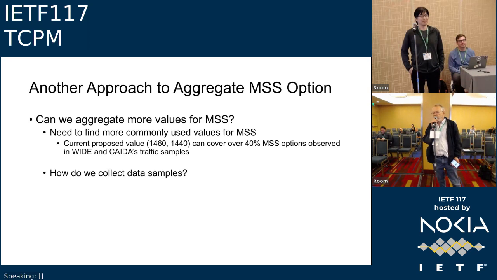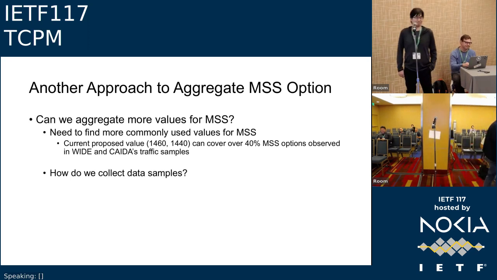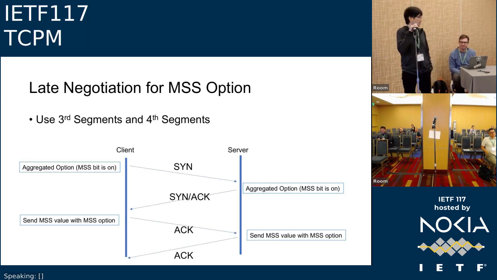People are rolling out VPNs like crazy, and at lots of scales. The evidence is that a larger and larger fraction of just ordinary traffic is tunneled, and the MSSs are screwy. Okay, moving on to the next slide.